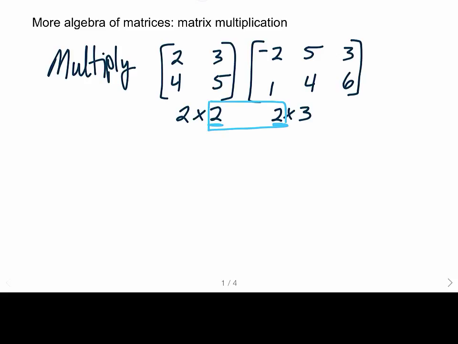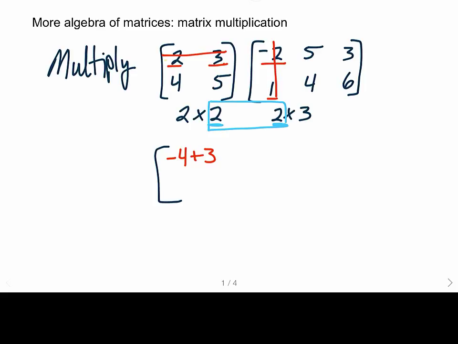The way we're going to multiply is we're going to take all of the entries in a row of the first matrix and multiply them by all of the entries in the first column of the second matrix. And we're going to add together the products. Here's what that's going to look like. We're going to take that row 2, 3, and multiply it by the column -2, 1, like so. 2 times -2 is -4, and then 3 times 1 is 3. We add together those two products, and now we're done with that pair, that row with the first column.